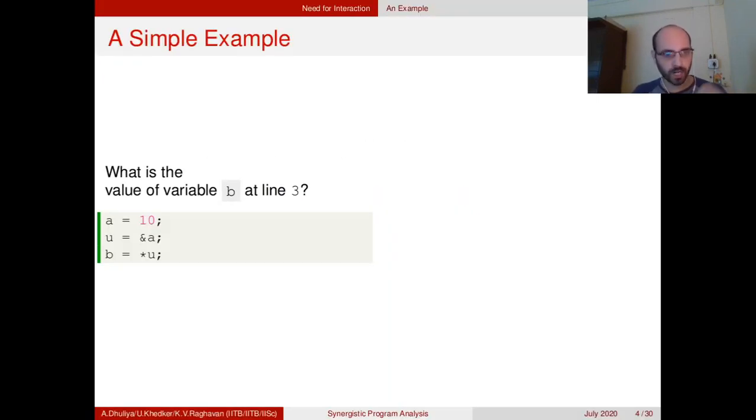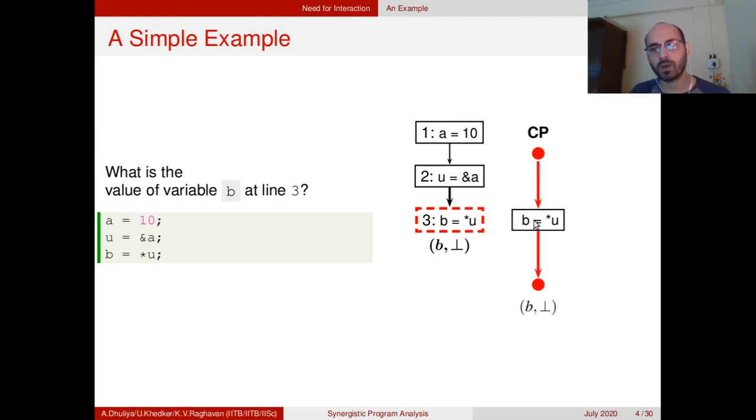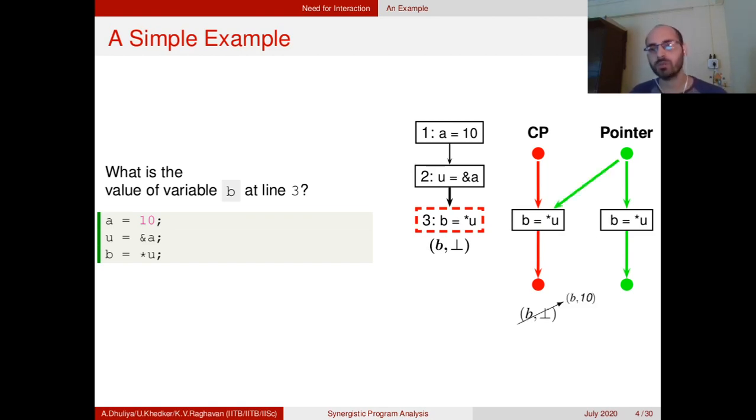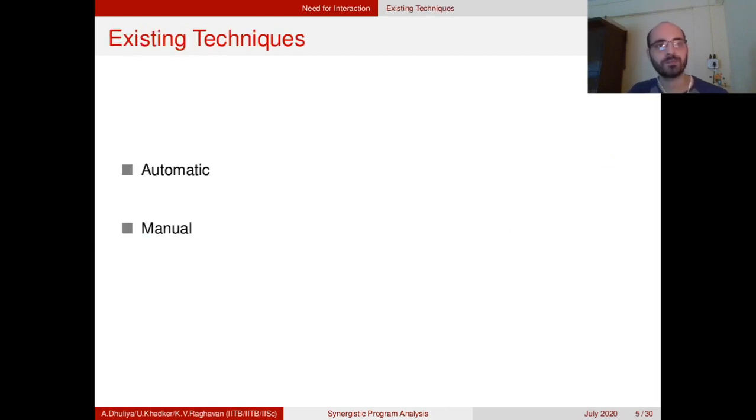If you look at this program, we know that at line 3, b is equal to *u. b is basically 10 because u is pointing to a and a is 10. If we run constant propagation on this, we get that b is not a constant. This is because constant propagation cannot find out what *u is. It needs points-to analysis, which can provide the information of what *u points to. With that, constant propagation can correctly find that b is actually 10.